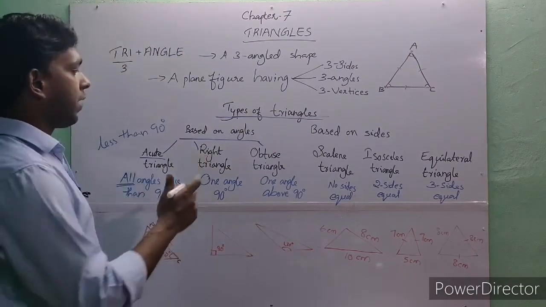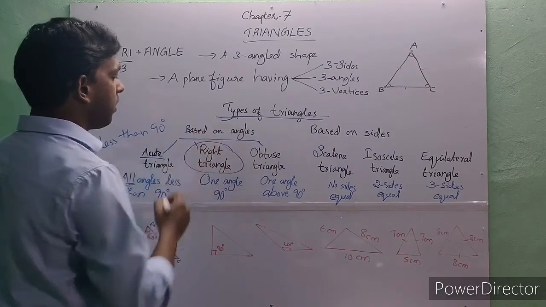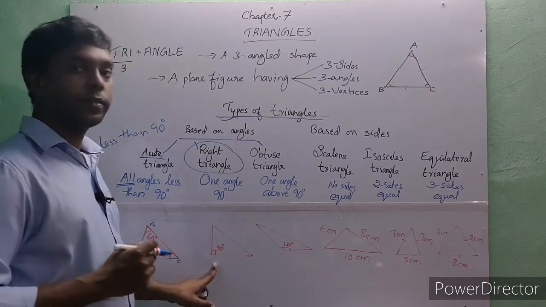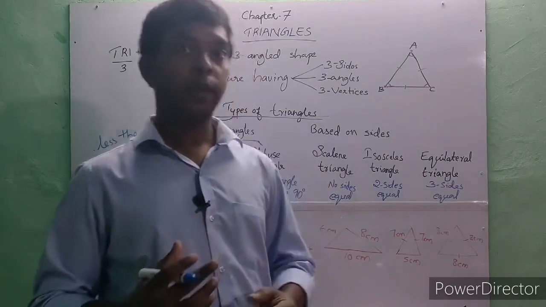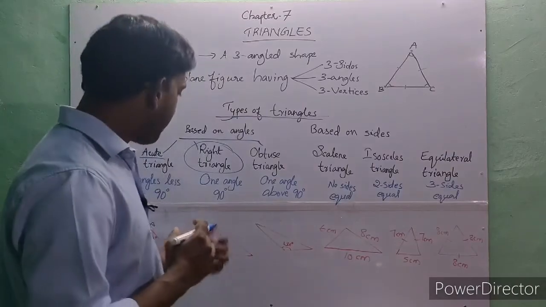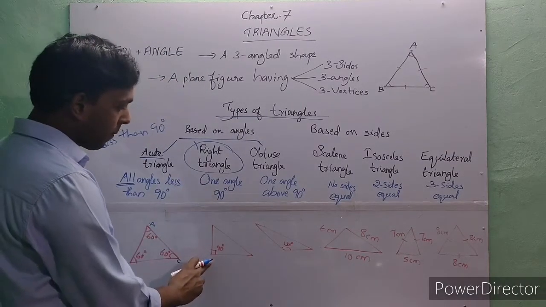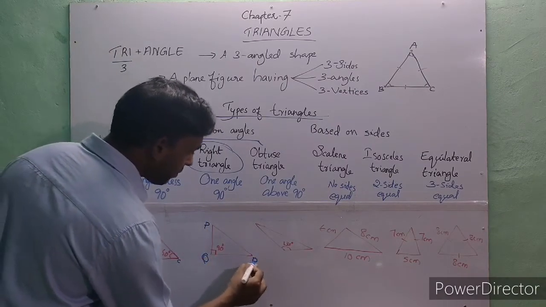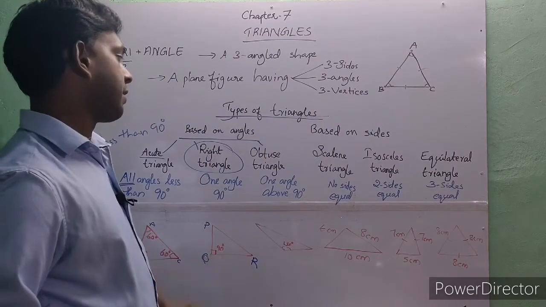Now let's look into the right triangle. What do you mean by a right triangle? A right triangle is a triangle whose one angle is 90 degrees. As we know, a triangle has got 3 angles. Out of the 3 angles, if one angle is 90 degrees, then we can call it a right triangle. So look here, let me name it PQR. Here, angle Q is 90 degrees. Therefore, it is a right triangle.